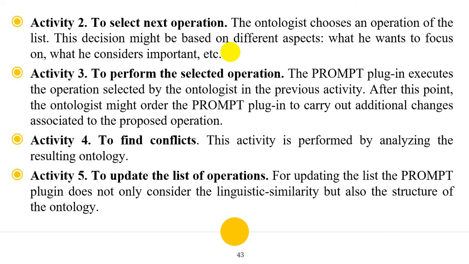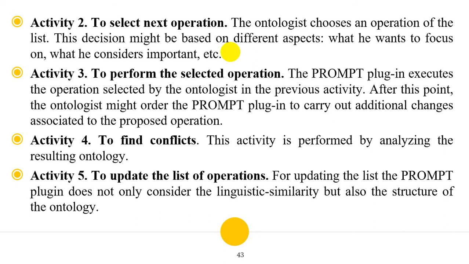The third activity is to perform the selected operation. The PROMPT plugin executes the operation selected by the ontologist in the previous activity. After this point, the ontologist might order the PROMPT plugin to carry out additional changes associated with the proposed operation. For instance, when the merging of the class travel of both ontologies is carried out, all the original slots of travel in Ontology 1 and Ontology 2 can be included in the resulting class.